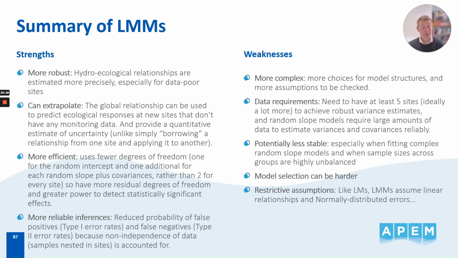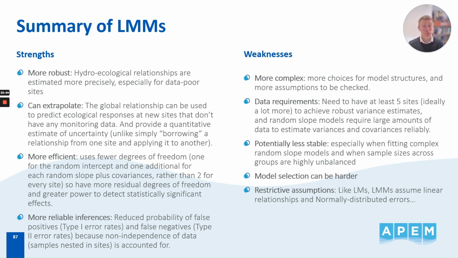You can sometimes encounter problems when you're trying to fit very complex models, with several different random slopes, for example, to your data set. If you don't have enough data, or if your sample sizes are quite unbalanced across the different sites, that is, some sites have a lot more data than others, then you will sometimes find that the models either fail to fit or will throw warning messages when you're trying to fit the model.